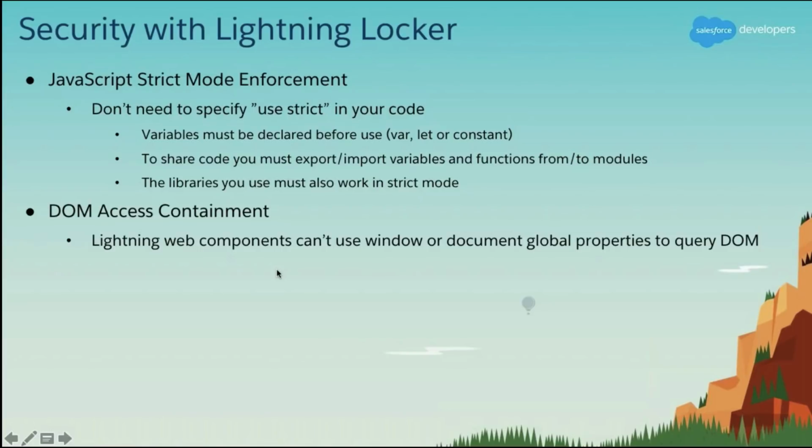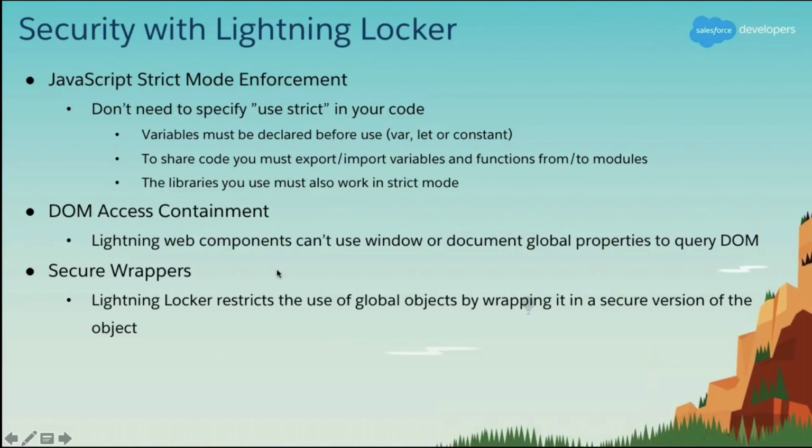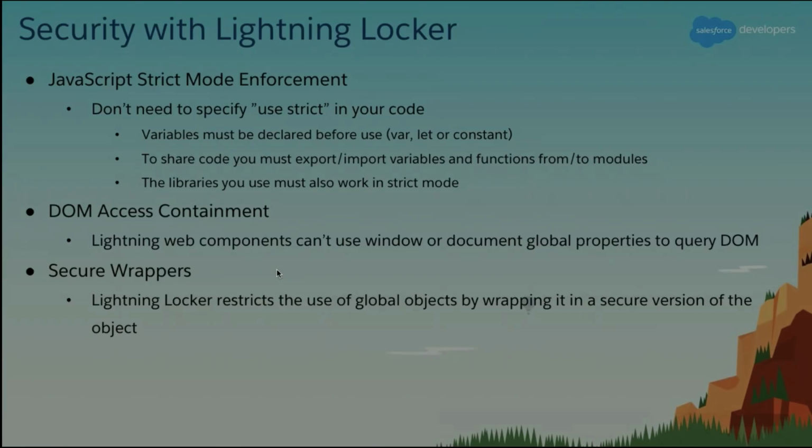The second important security feature provided by Locker Service is DOM access containment, where you cannot access the window object or document object directly. That means you are protecting the elements of some other Lightning Web Component from this component, and protecting your components so that no one else can access them. If you do want to use any of these, it provides a security wrapper so that it provides access only to your particular component.